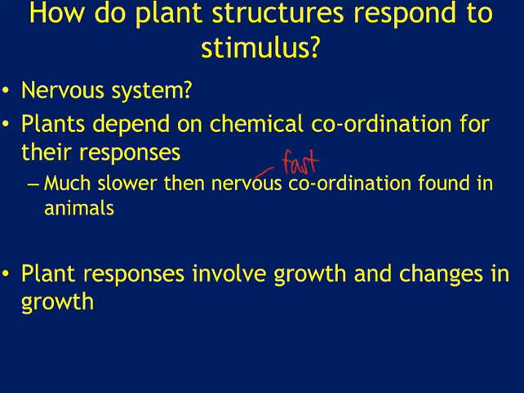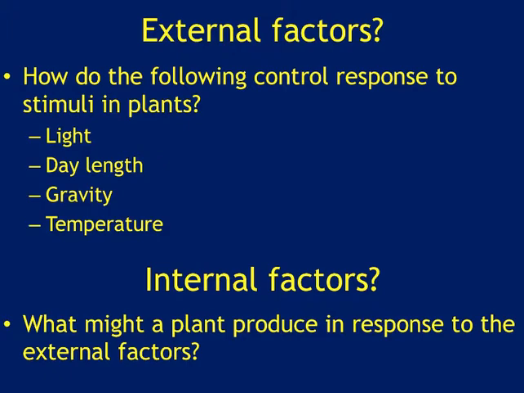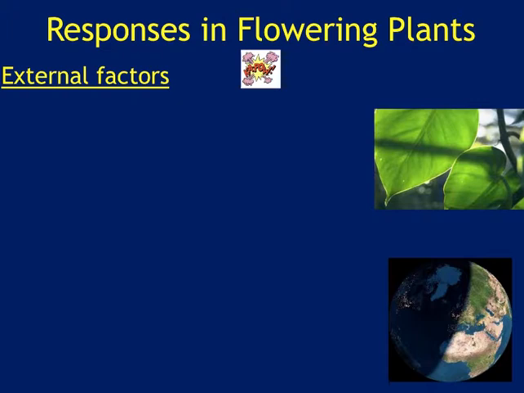So for a plant to respond, it has to actually grow or change the direction in which it grows, and this will cause your plant to move, and it is going to be much slower than how animals would move in response to their environment. So we're going to look at, well, if you're in a lesson, we'd say, okay, decide how would plants respond to light, to day length, to gravity, to temperature, and what is it that a plant might produce in response to their external factors. Obviously we're not in lessons, so we have to go about it in just dissemination of information.